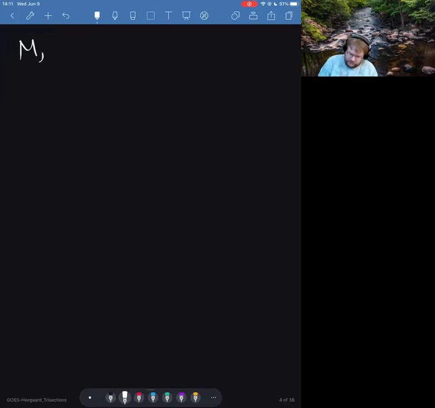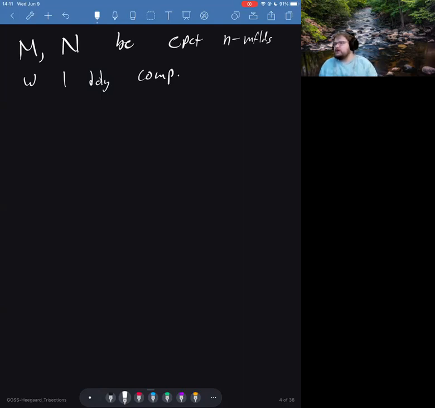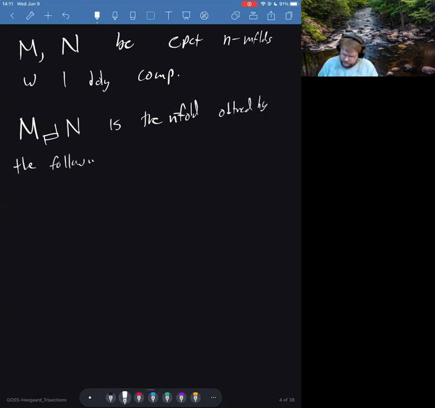Let M and N be compact n-manifolds with one boundary component. If they have more than one boundary component each, you run into an issue of which boundary component you are working with, so for the sake of this definition, I'm going to have one. I'll say the boundary connect sum of M and N is the n-manifold obtained by the following procedure. Let B and B' be (n-1)-balls in the boundary of M and the boundary of N. Is that what I want? I want spheres.